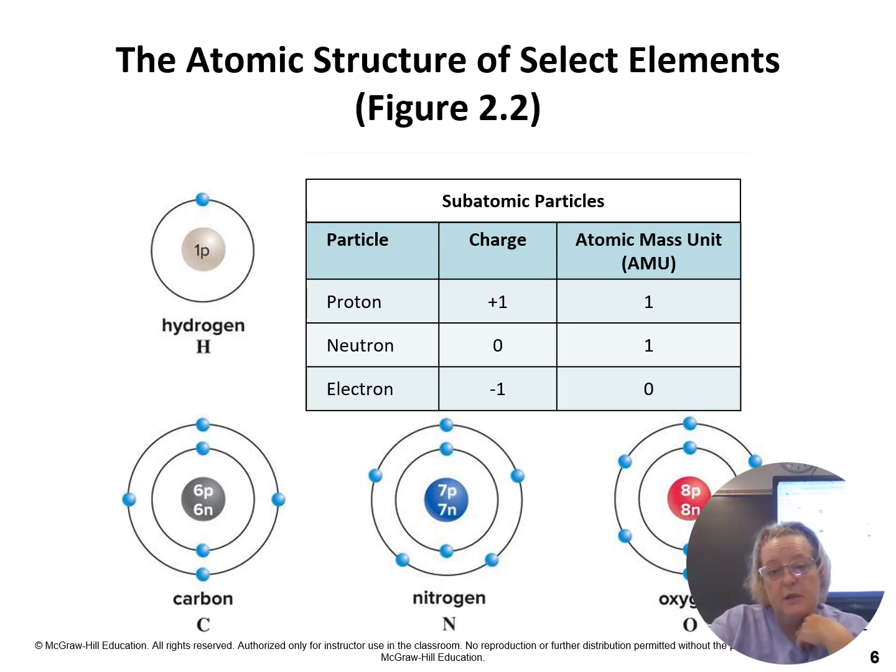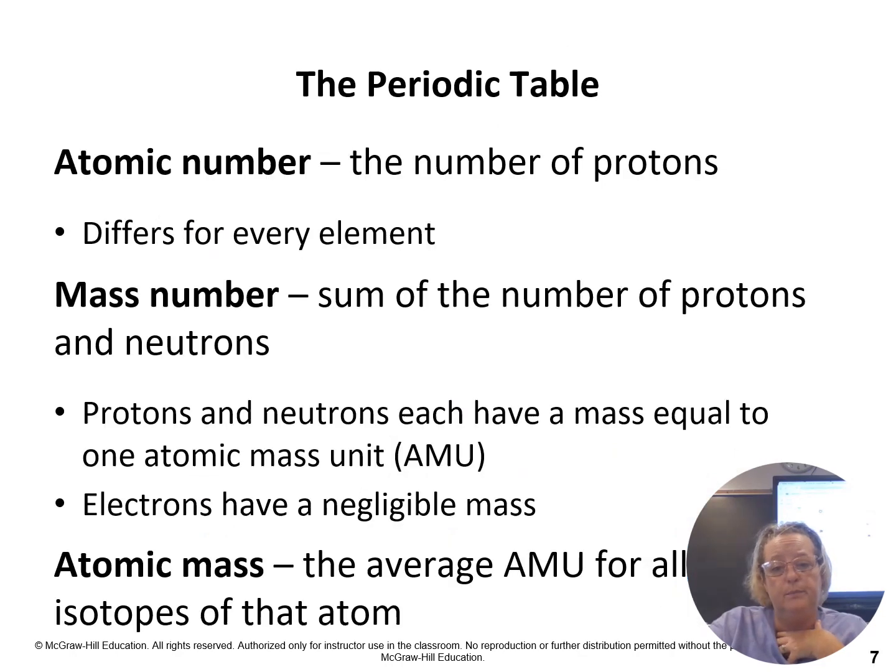This gives you what I just said. This shows you the Bohr models where you have the protons and the neutrons in the nucleus and the electrons around the outside. Atomic number is the number of protons. It differs for every element. You change the number of protons, you change the element. You change the number of electrons, you have an ion. You change the number of neutrons, you have an isotope, okay? But atomic number is the number of protons. If that changes, you change the element, okay?